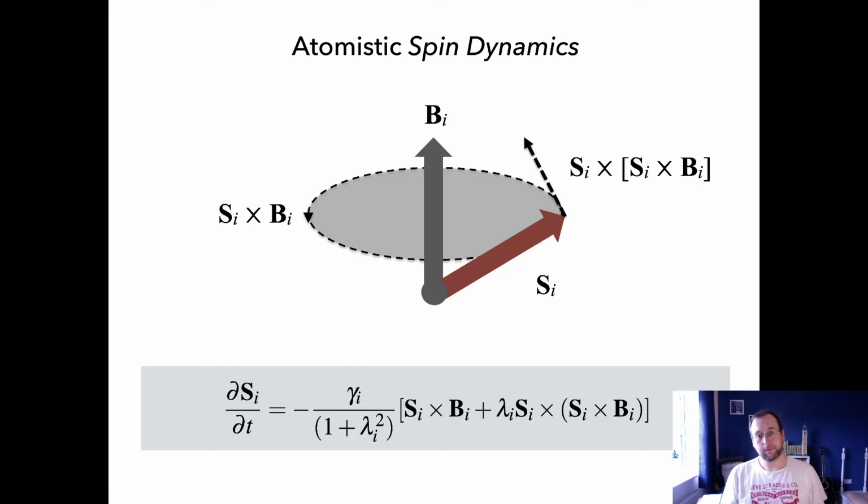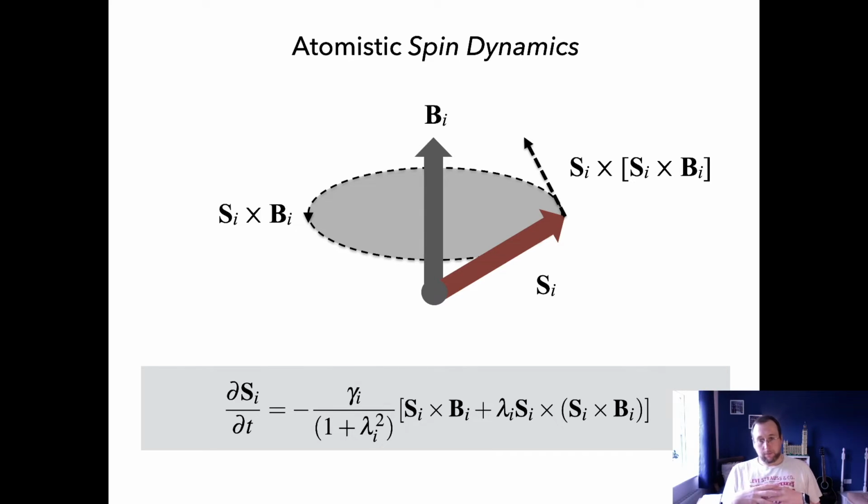The other main method for evolving the system in time is using atomistic spin dynamics. And here what we do is apply the Landau-Lifshitz-Gilbert equation at the atomic level. So now, rather than considering a block of spins where you assume that all those spins are aligned in parallel, we apply the same equation of motion to individual atomic spins.